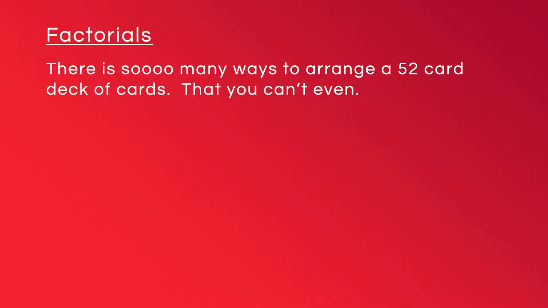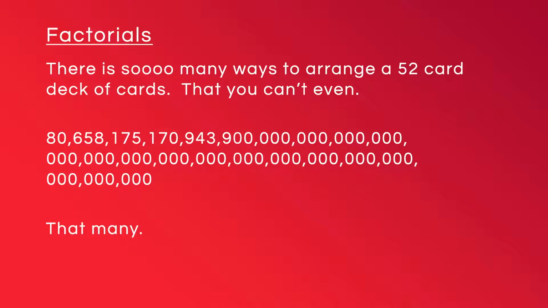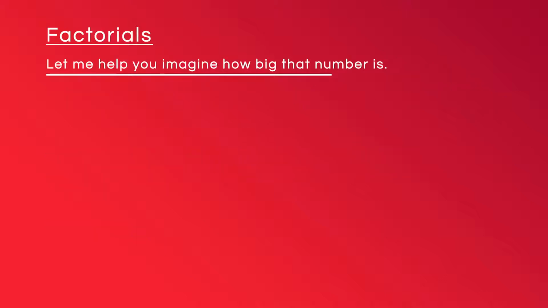52 factorial is so big that it doesn't look that big, but it is. I'm going to try to help you understand just how big that number is. You could write it down. You don't really need scientific notation for it. It's not like a googolplex that has a million zeros in it or something. This is a 91 digit number. So that's a lot. It's a really big number. I'm going to try to help you imagine how big that number is.